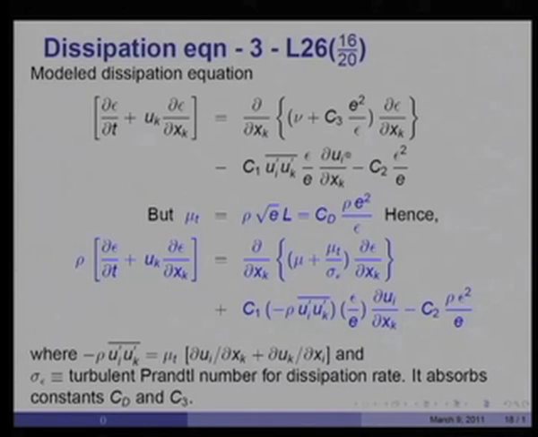having modeled ui dash uj dash by this as c d times, so the mu t is, this whole term is replaced by mu t by sigma epsilon, and c 3 and c d are absorbed in it. So this is then the final form of the epsilon equation which we shall choose.